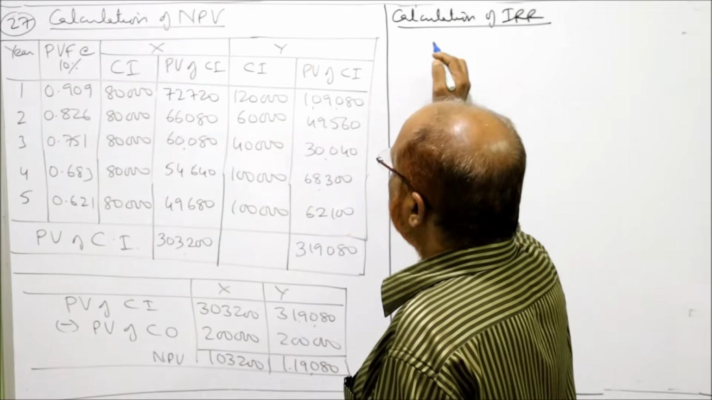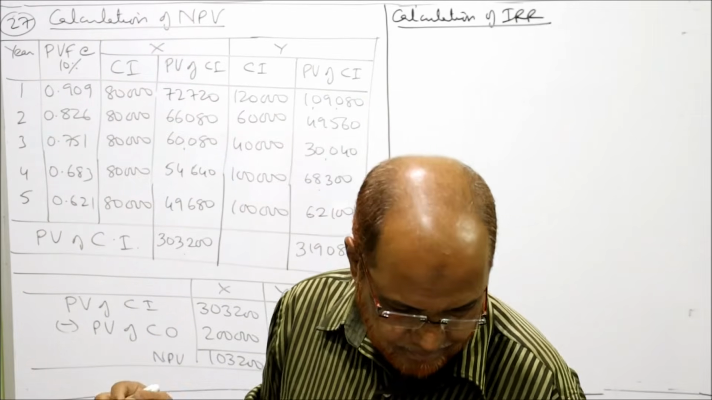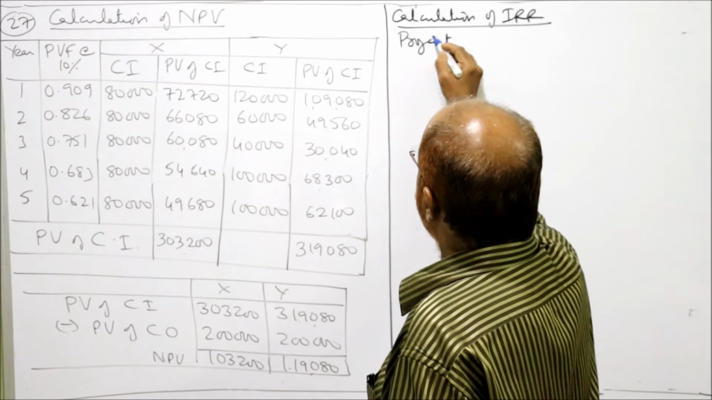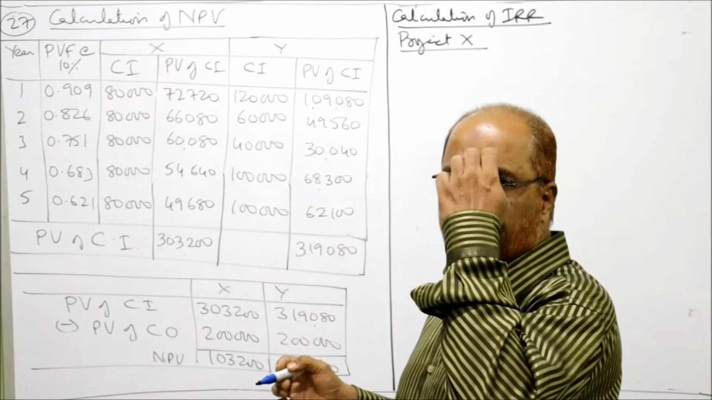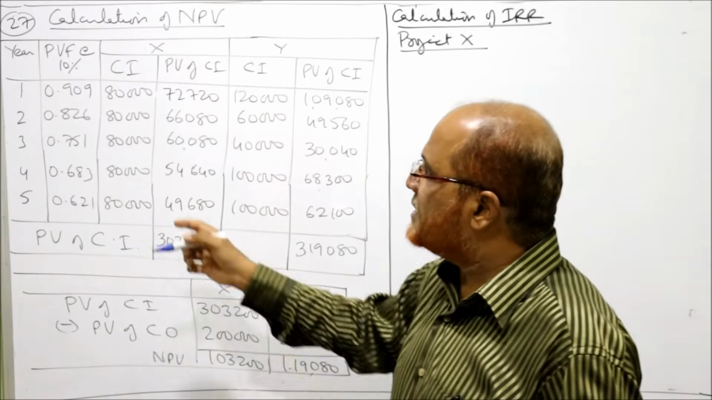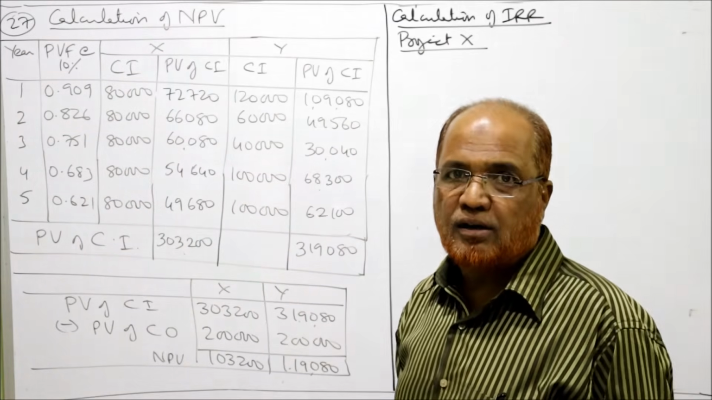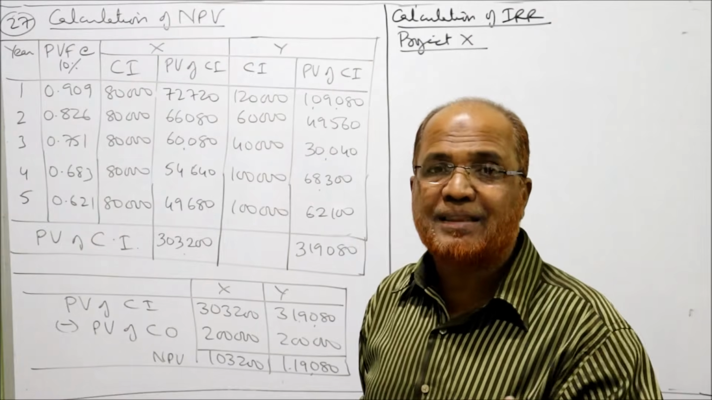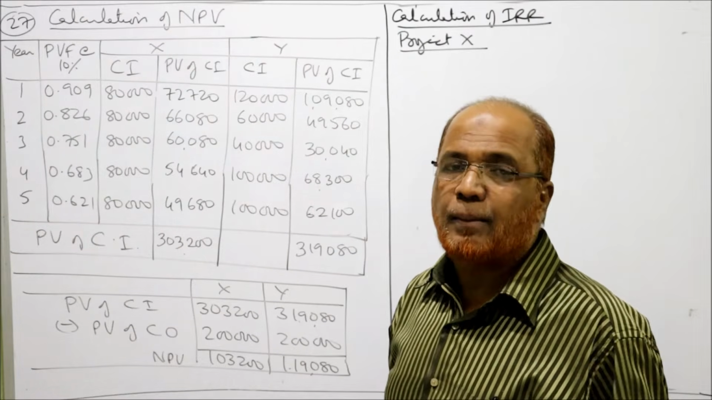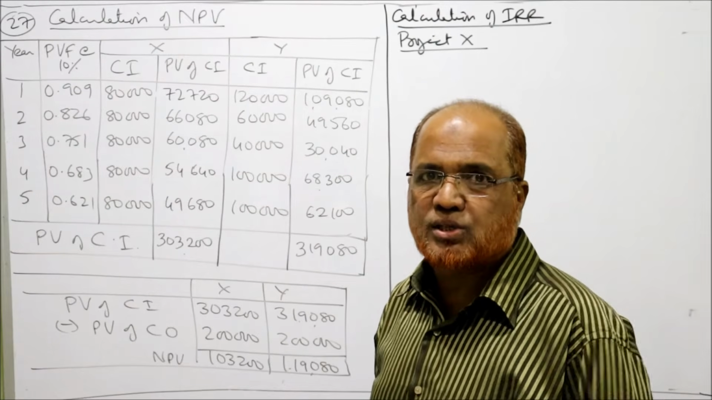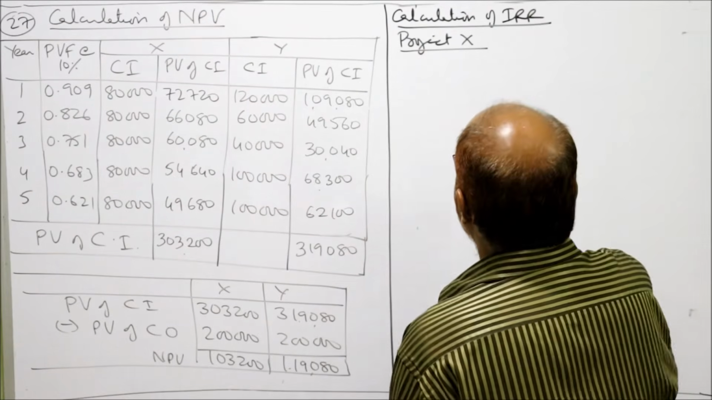Calculation of IRR. So machine X, project X. Project X, you can see the cash inflows are constant. Cash inflows are constant, so a different method we apply. The method applied in the previous problem, the annual cash inflows were not constant. Here it is constant.